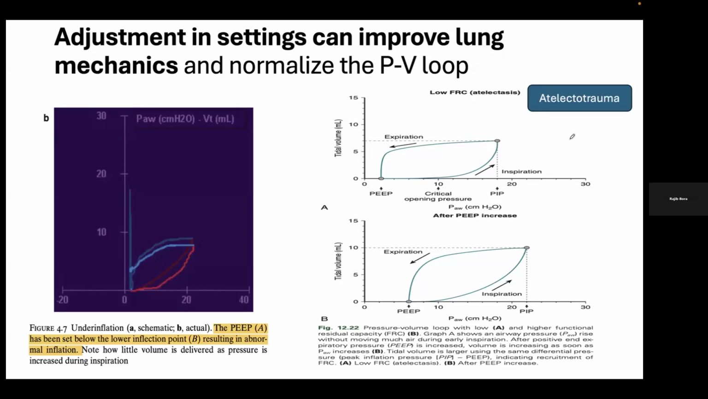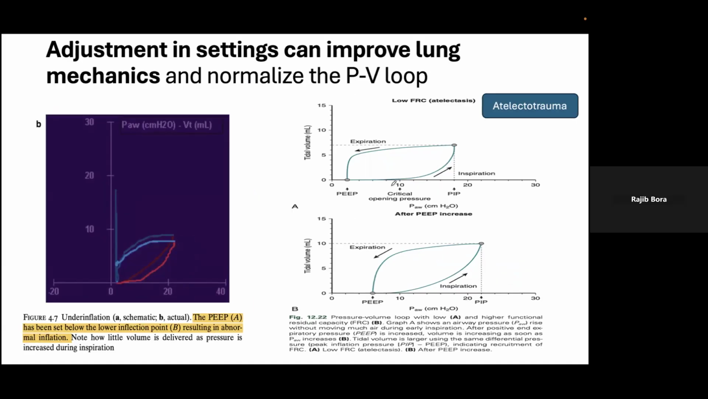Okay, so I have already told that your critical opening pressure needs to be as close to the PEEP as possible. Otherwise, there will be collapse of the alveoli, which will lead to atelectotrauma. So this is a better picture where your opening pressure is closer to the PEEP and the lung has achieved appropriate FRC in this patient, but there is less FRC in this patient. So by just looking at the picture, we can say that it is taking so much pressure to increase volume. Probably we need to increase the PEEP.